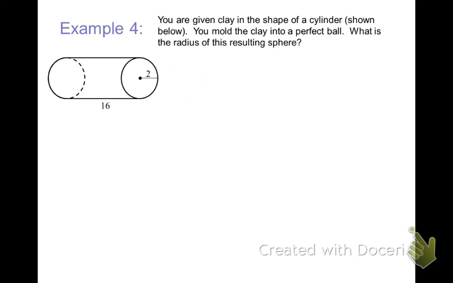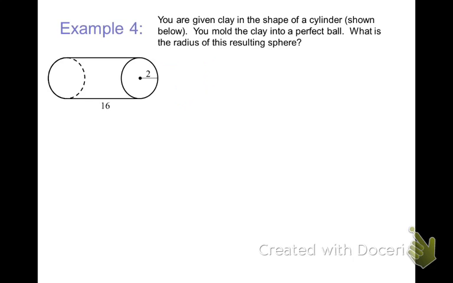You are given clay in the shape of a cylinder. So it's like you go into a store and they've just got these rods of clay, and they cut off a chunk and it's in the shape of a cylinder. Okay? And you take your piece of clay home and you mold it into a perfect ball. What is the radius of the resulting sphere?